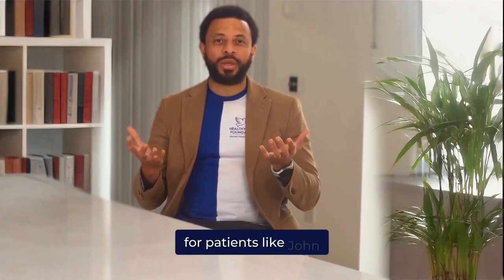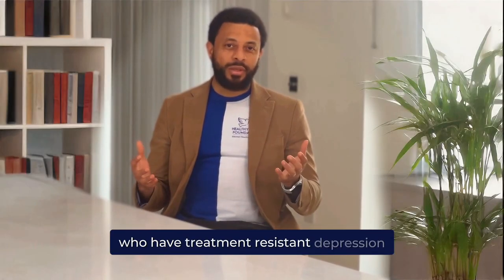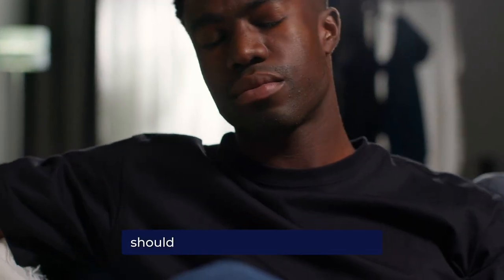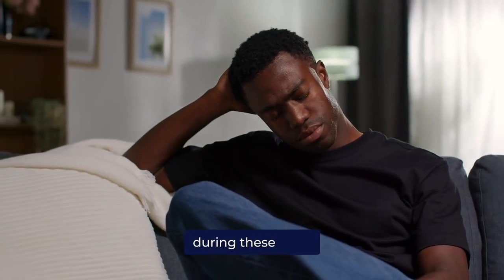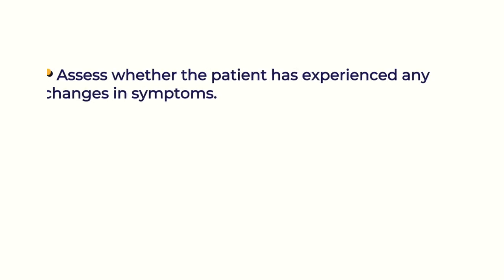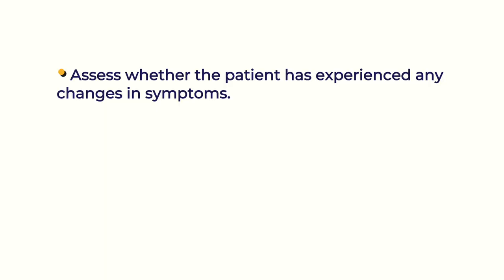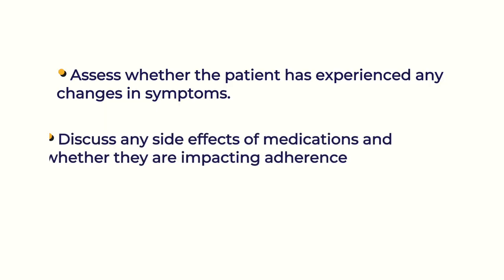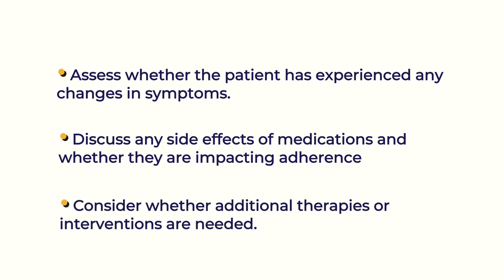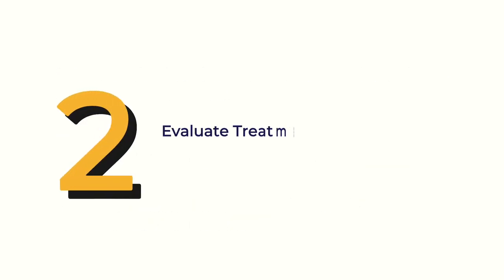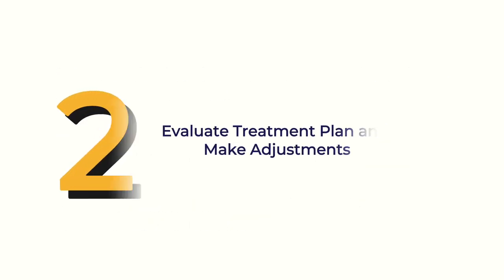For patients like John, who have treatment-resistant depression, follow-up appointments should be scheduled more frequently, perhaps every 2-4 weeks initially. During these visits, you will assess whether the patient has experienced any changes in symptoms, discuss any side effects of medications and whether they are impacting adherence, and consider whether additional therapies or interventions are needed. Step 2. Evaluate treatment plan and make adjustments.